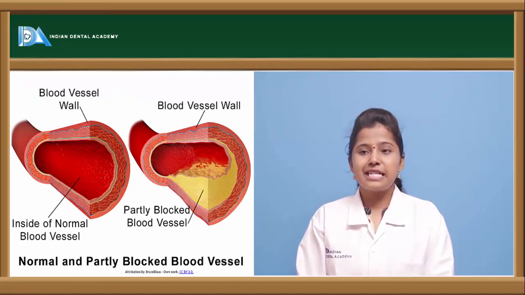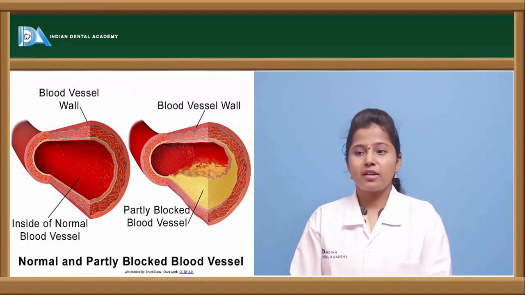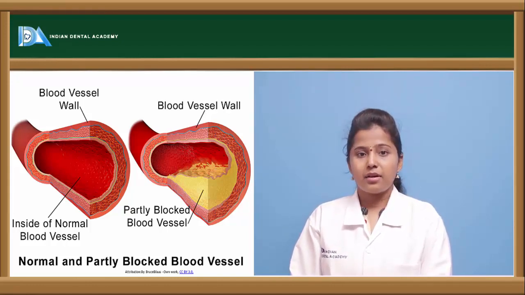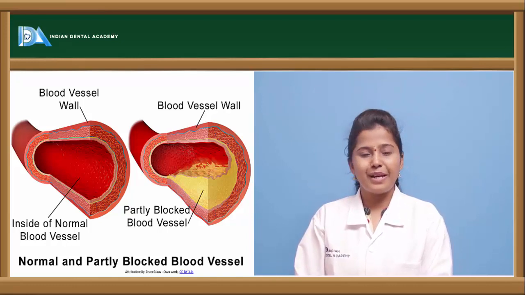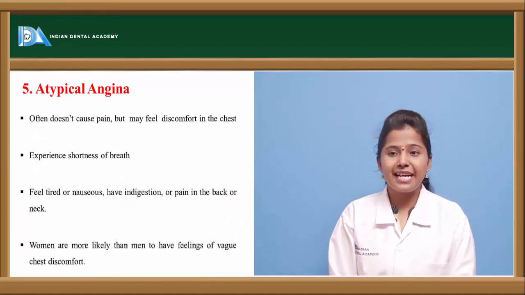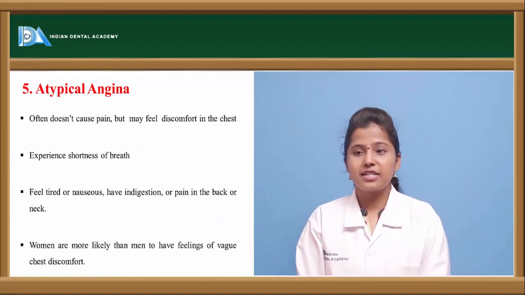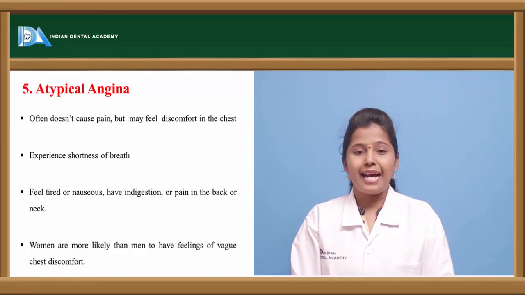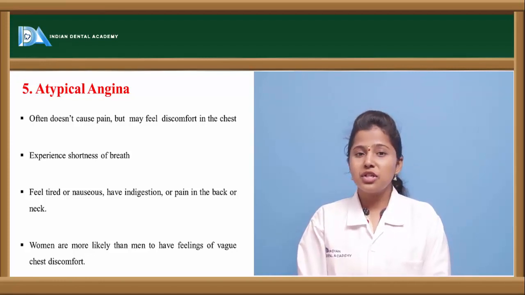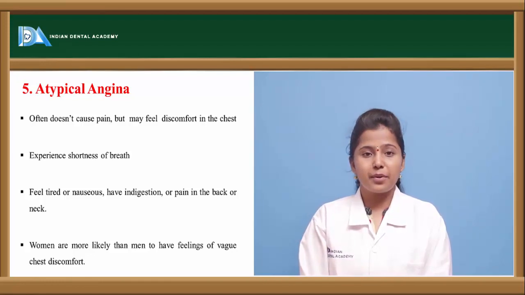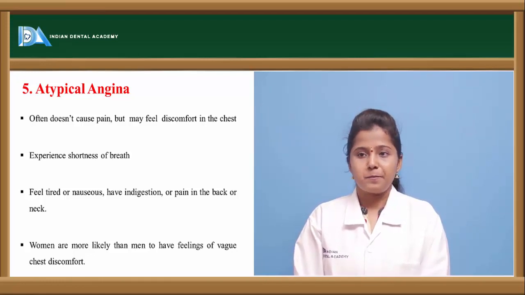In this picture, we can see the blockage of the microvascular blood vessel because of atherosclerosis, or because of plaques occurring in the blood vessel. And fifth type of angina is atypical angina. Atypical angina is caused usually because of shortness of breath, and this type of angina is usually seen in women when compared to men, and there may be discomfort because of the chest pain.